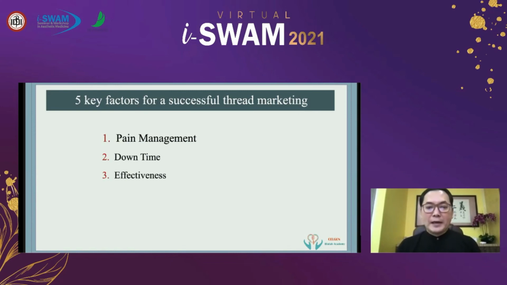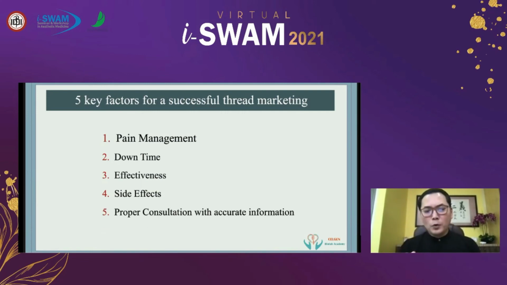So of course, effectiveness, you should deliver the effects. Side effects, you have to explain to the patient what effect they are going to get, the immediate and later effects you are expecting. They might have swelling for the first week or some bruises. All this you have to explain to the patient. The most important is the fifth, proper consultation with accurate information.